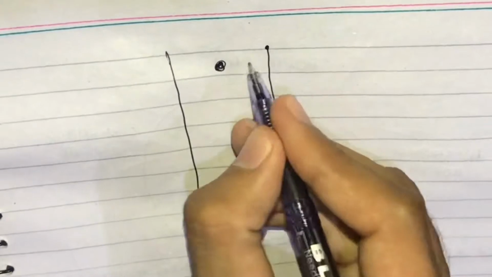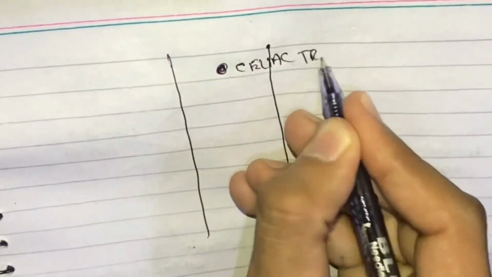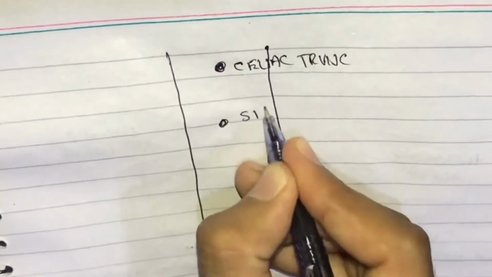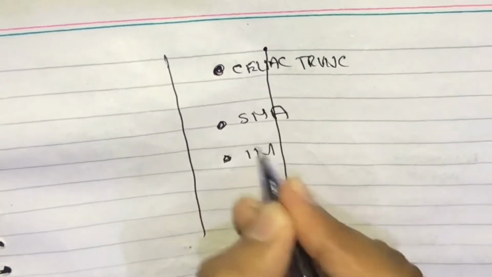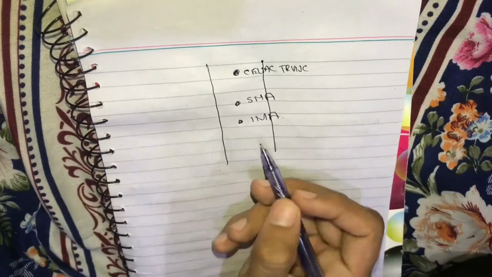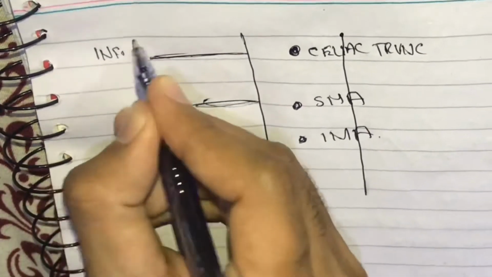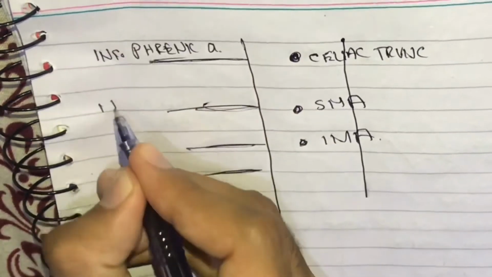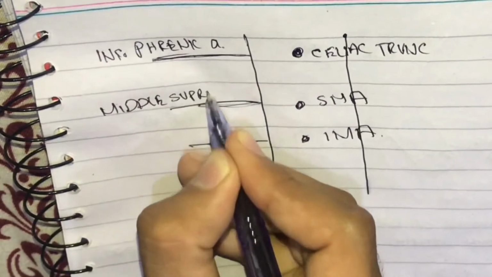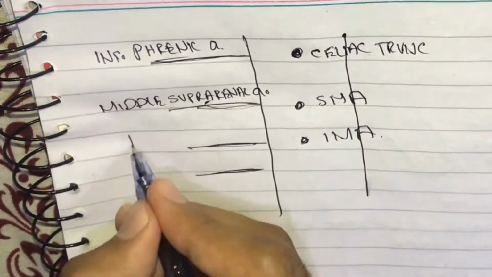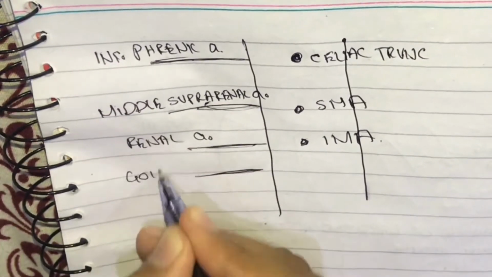On the ventral side we have three main branches: the celiac trunk, superior mesenteric artery and the inferior mesenteric artery. It gives four lateral branches. Number 1, inferior phrenic artery. Number 2, middle suprarenal artery. Number 3, renal artery. Number 4, gonadal artery.